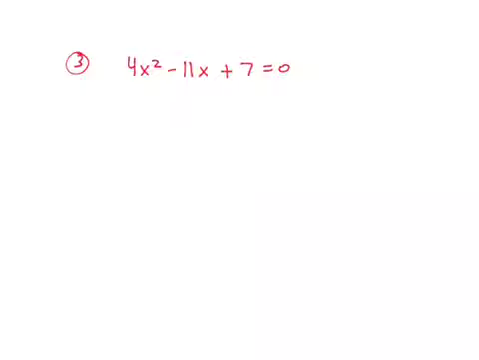Question 3, this time we have a leading coefficient in front of our x squared, which is the 4 here. So I'm going to use both slide divide and the AC method, so that way you can make sure you have options. The first one I'll do is slide divide first because it seems to be the most popular. 4x squared minus 11x plus 7 equals 0.